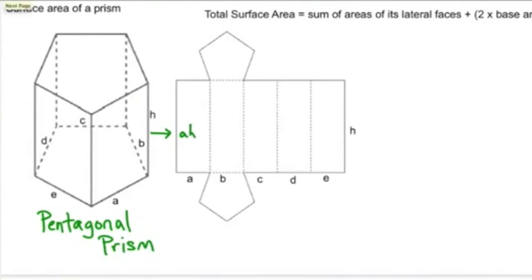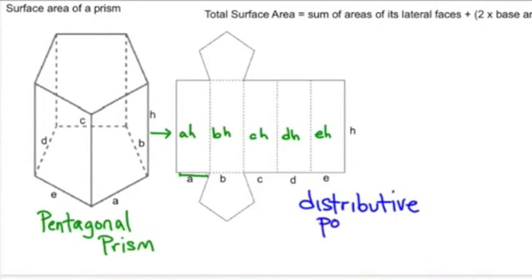if I take this edge from the pentagon, that's my A, and I multiply it by the height, I get AH, which means I'll get BH, CH, DH, and EH. What do they all have in common? They are all being multiplied by H. So what I'm going to do is use what I know to combine those values.